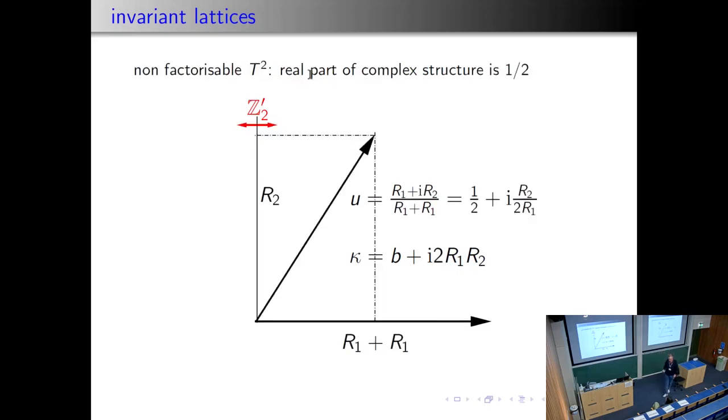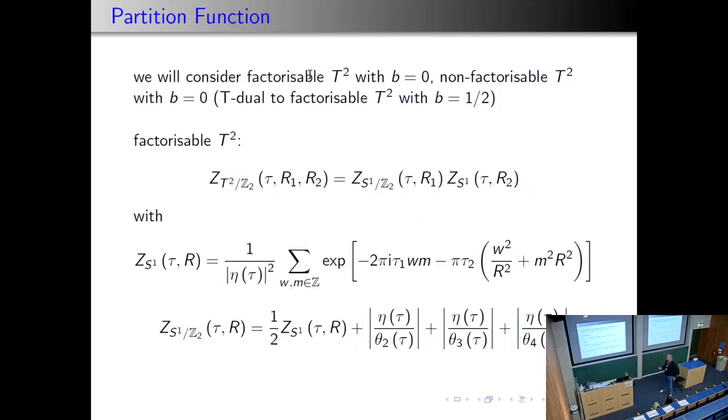Okay. But there's another possibility, namely, if we take the first lattice vector again along the real axis, and then the second one, if the real part of the second one is half the real part of the first one, that will also be an invariant lattice, because when you reflect this, you get a vector like that, and that differs only by a shift by this vector from the original one. So you generate the same lattice, and now we can compute the complex structure, and it has real part 1/2. So like for the Kähler structure, where the real part was constrained to be 0 or 1/2, the same happens for the complex structure. Okay. Good.